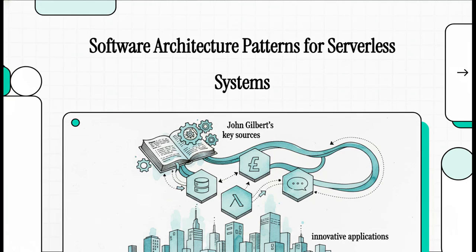Welcome to The Explainer. We're here to break down the big ideas from really important sources. And today, oh man, we are diving into John Gilbert's Software Architecture Patterns for Serverless Systems. This book is basically the blueprint for how all the modern apps you use are actually built.